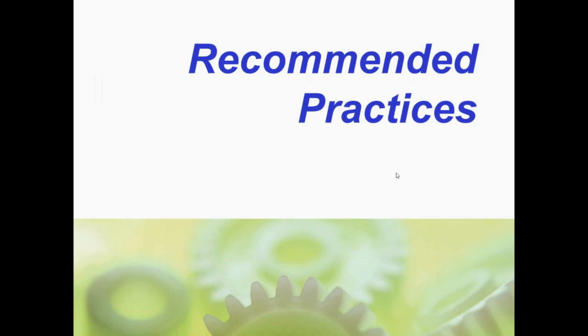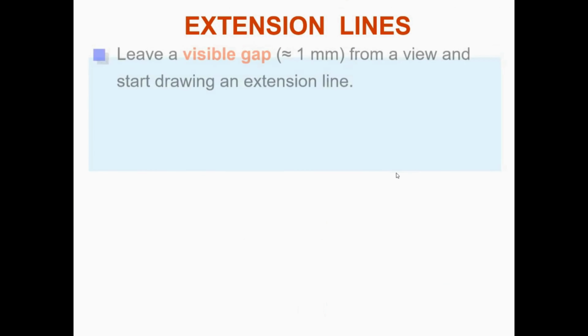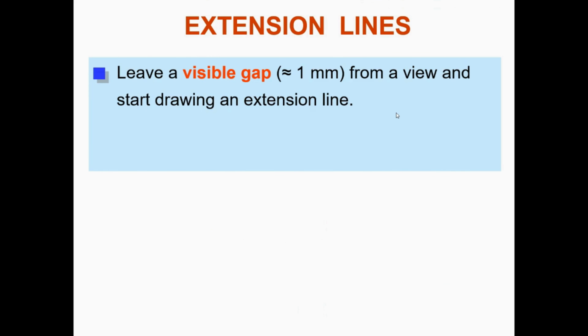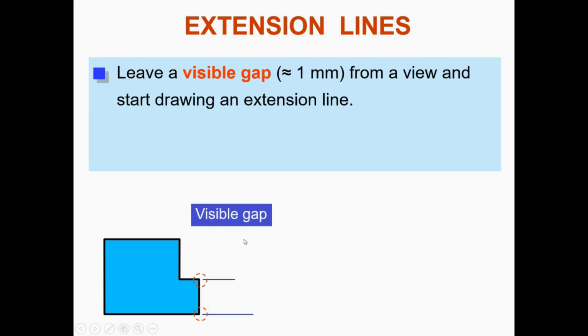Let's move on to the recommended practices that we have to note down whenever we are dimensioning. With respect to extension line, it is important to leave a visible gap of approximately 1 millimeter from a view and then start drawing your extension line. So let's look at what we are referring to. Once you have your extension line coming from the view, it is important to leave this visible gap here. This visible gap should be approximately 1 millimeter before the extension line can follow. Always make sure that you have that gap left over there.